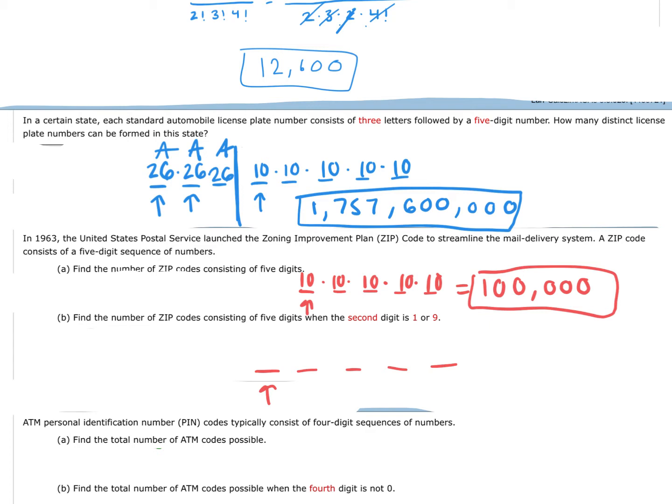How many? 2, because it's either a 1 or a 9. So there's only 2 options we could have there. What about our third spot? 10, 10, and 10. So here we have 20,000.